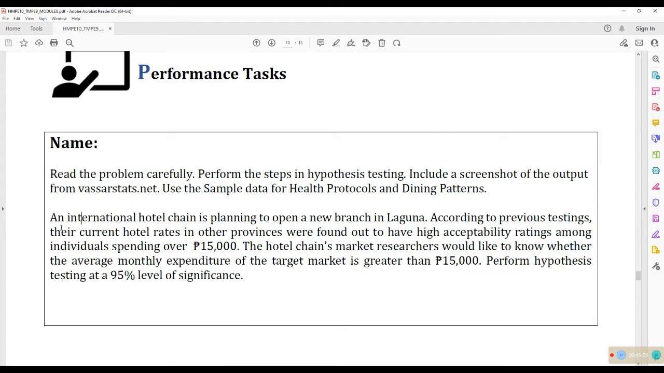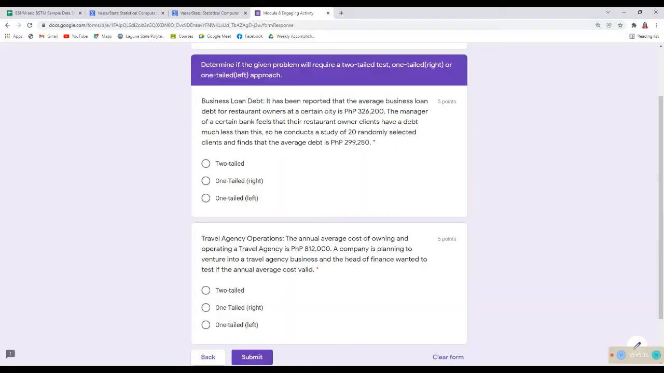So here, an international hotel chain is planning to open a new branch in Laguna. According to previous testings, their current hotel rates in other provinces were found out to have high acceptability ratings among individuals spending over 15,000 pesos. The hotel chain's market researcher would like to know whether the average monthly expenditure of the target market is greater than 15,000. Perform hypothesis testing at 95% level of significance. Someone might still make a mistake.